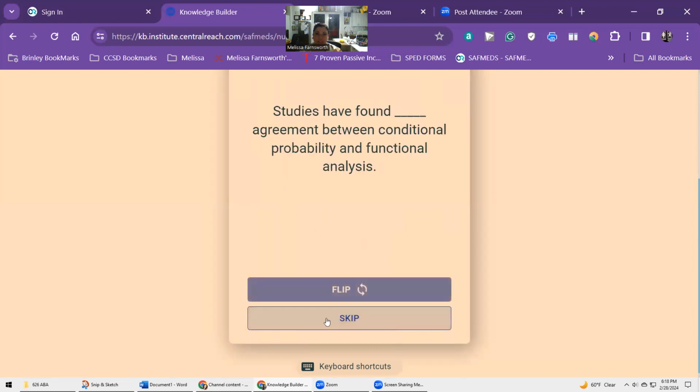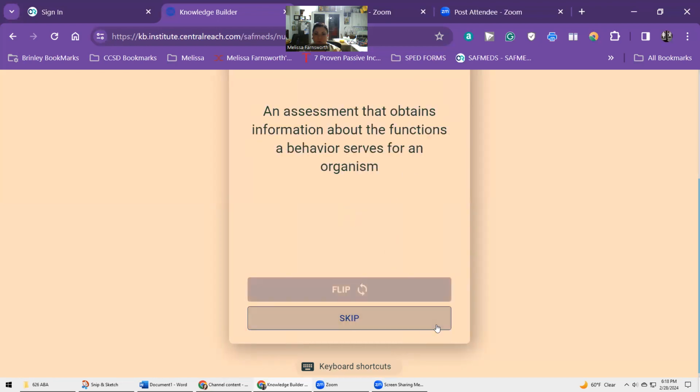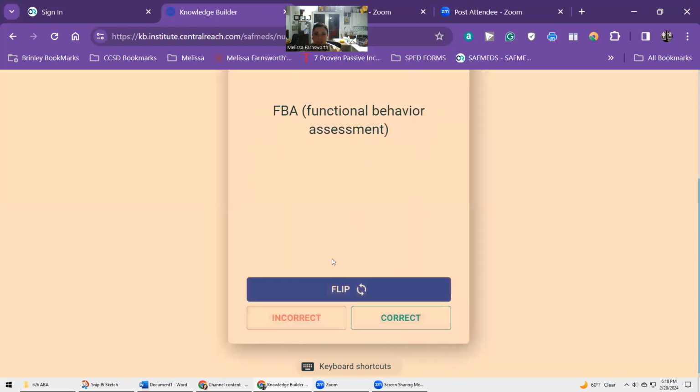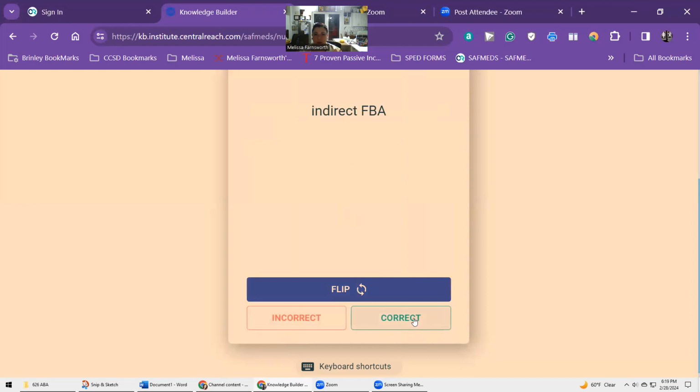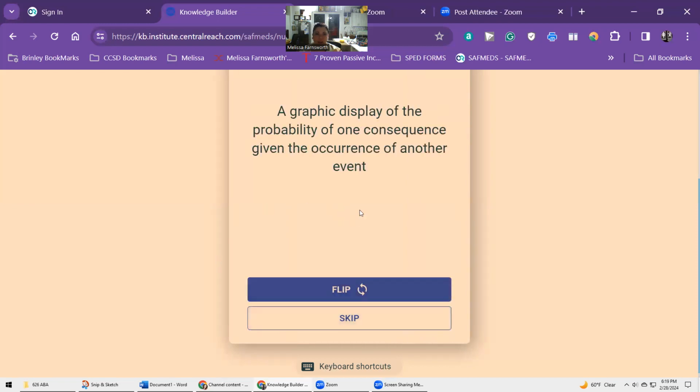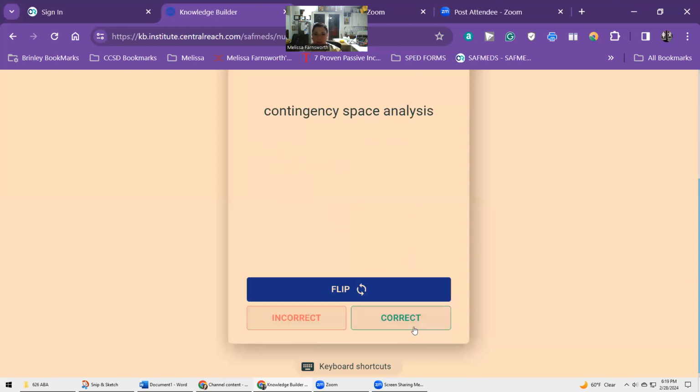Functional analysis. Studies have found blank agreement between conditional probability and functional analysis. Low. An assessment that obtains information about the functions of behavior served for an organism. FBA, functional behavior assessment. An assessment that obtains information from persons who are familiar with the organism emitting the target behavior. Indirect FBA. A graphic display of the probability of one consequence given the occurrence of another event.